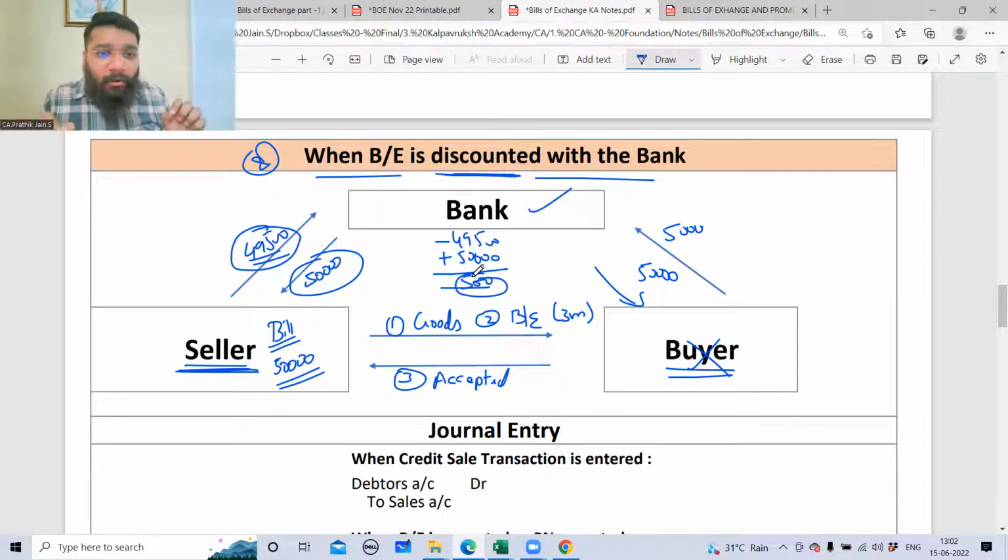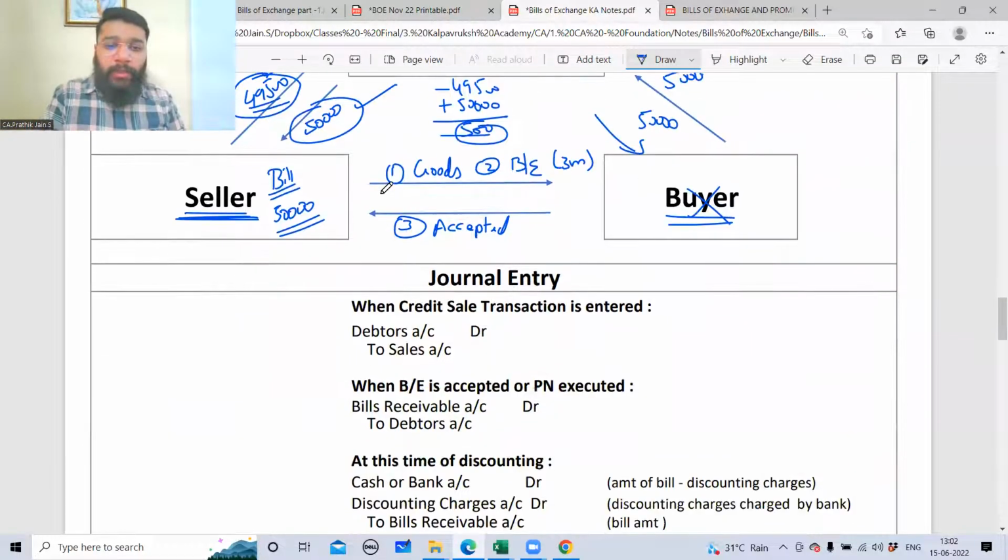The process of giving the bill to the banker and getting lesser money is called discounting. This process is called discounting. And for doing this discounting service, the bank will charge us discounting charges. Clear with this point? Okay. Let's do one question to understand.